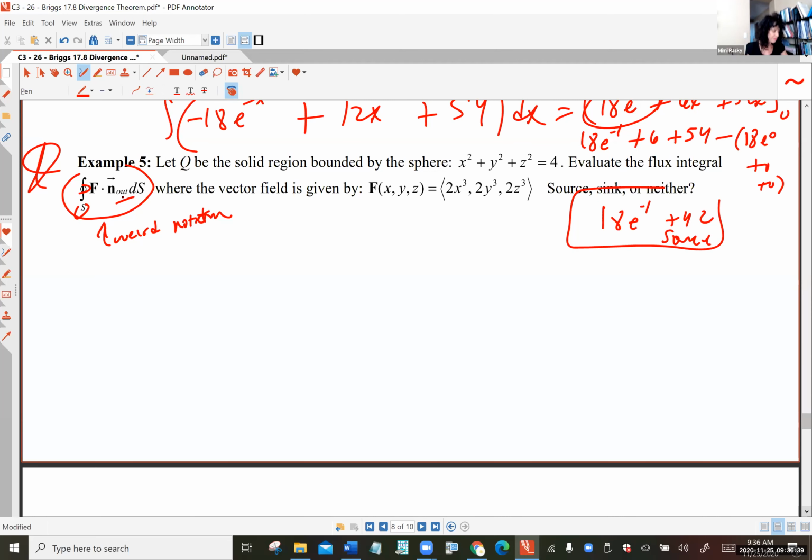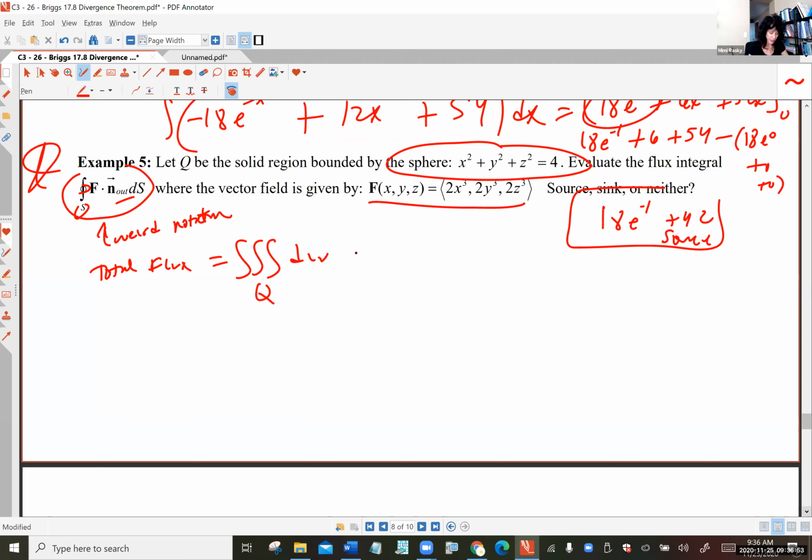Okay, so what do we know? We know that the total flux through the solid, which happens to be a sphere centered at the origin of radius 2, and here's the vector field. It's going to be found by doing the divergence theorem, because we love the divergence theorem. And we'll go like that. Okay, fine. So what is the divergence? Okay, if you look at your vector field, the partial of 2x cubed with respect to x.